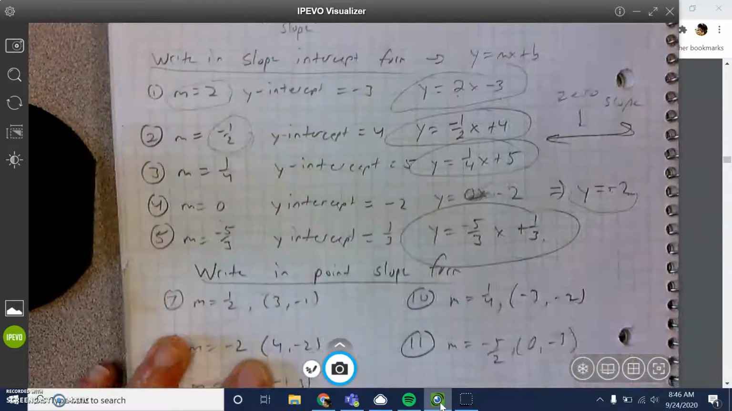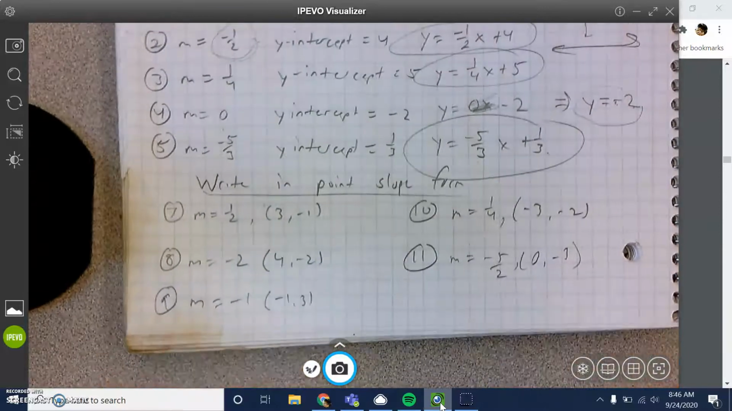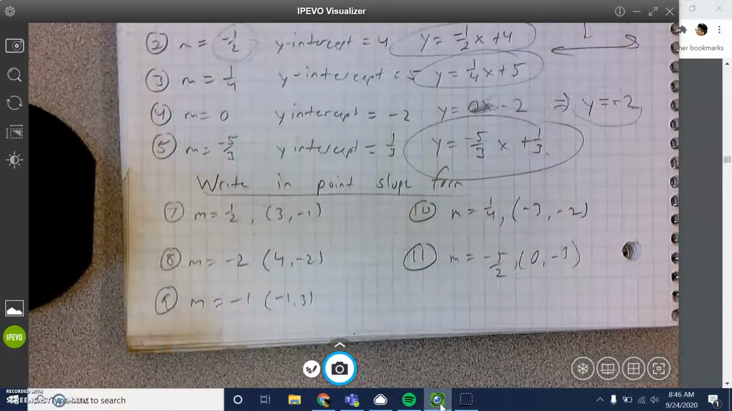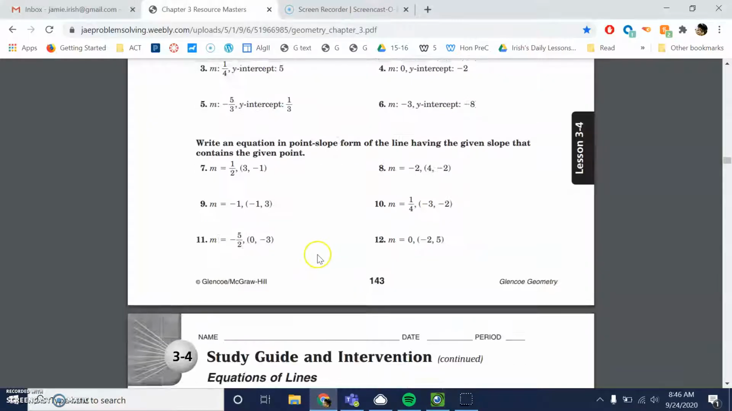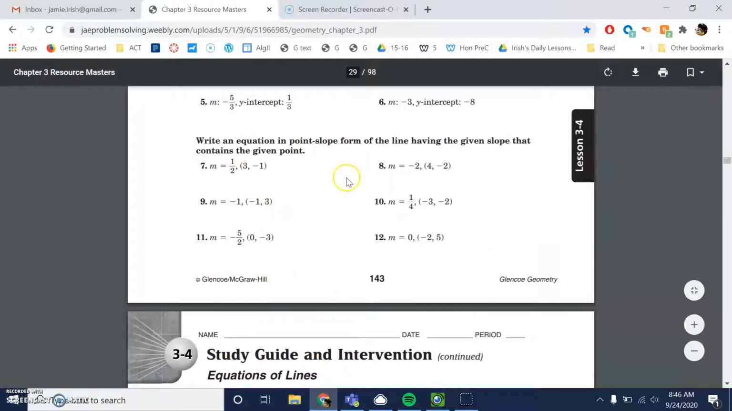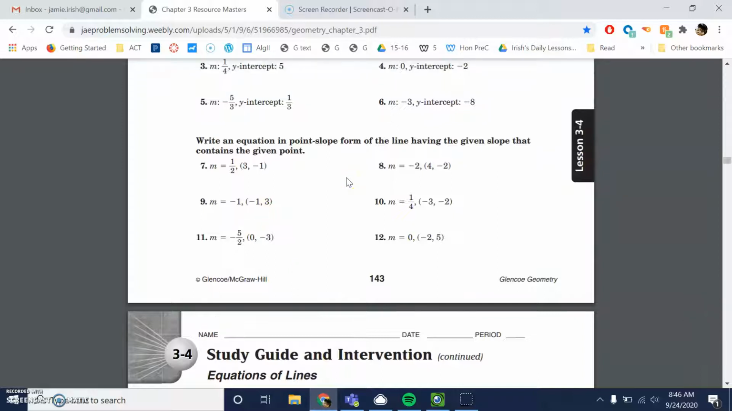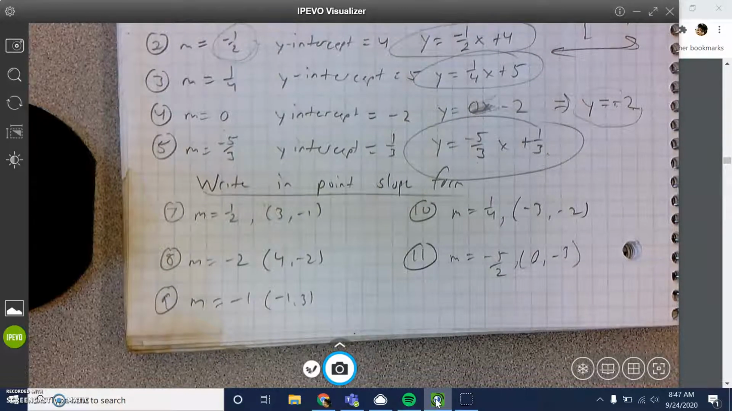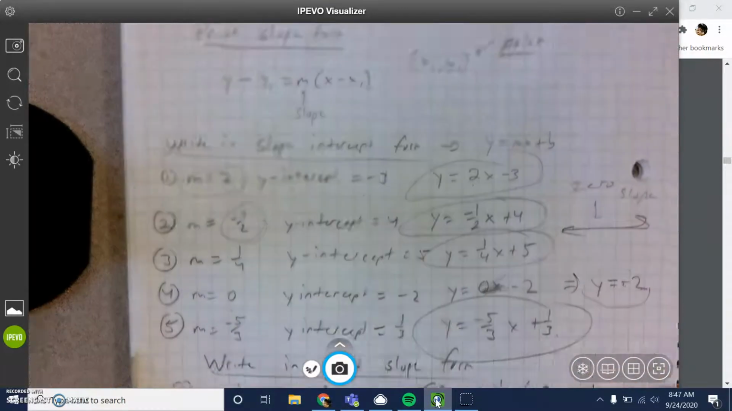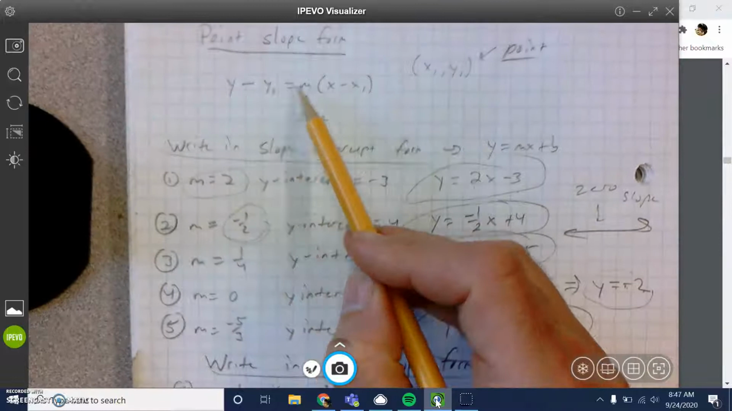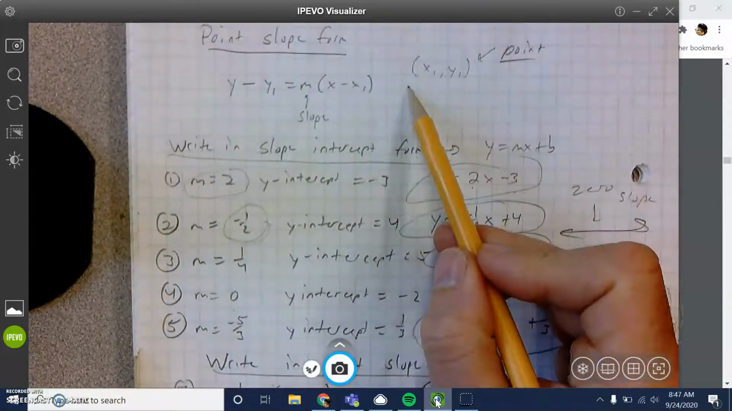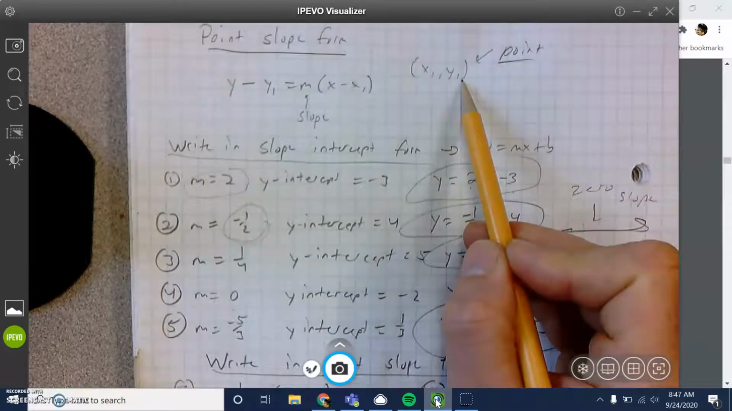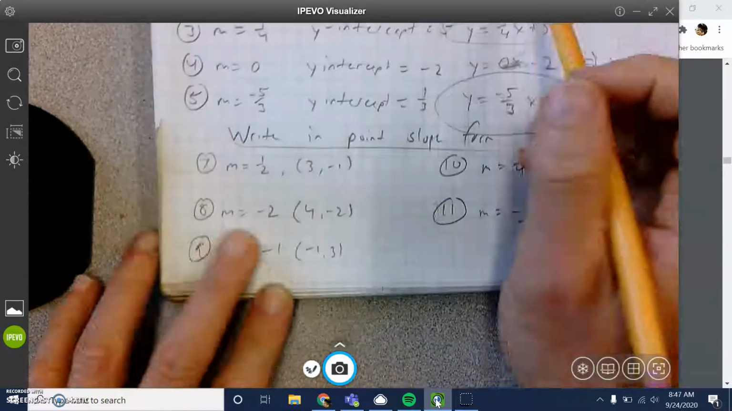So now let's work with point-slope form right here. 7, 8, 9, 10, 11. Copy in your notes. Here it is. 7, 8, 9, 10, 11. Go. Copy. All right, notes all set up. Check it out. So point-slope form: y minus y1 equals m times the quantity x minus x1. In the point, whatever you get, the x is x1 and the y is y1. So it looks complicated, it's not.